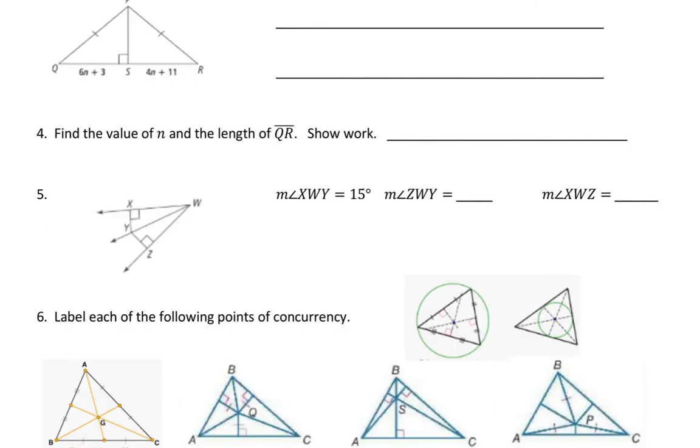Next up. List all the special segment names that apply to PS. All right, cool. Well, right off the bat, I see that PS is perpendicular and it goes to a vertex. So automatically, I know it's an altitude. Altitude. Spelling's hard. All right.